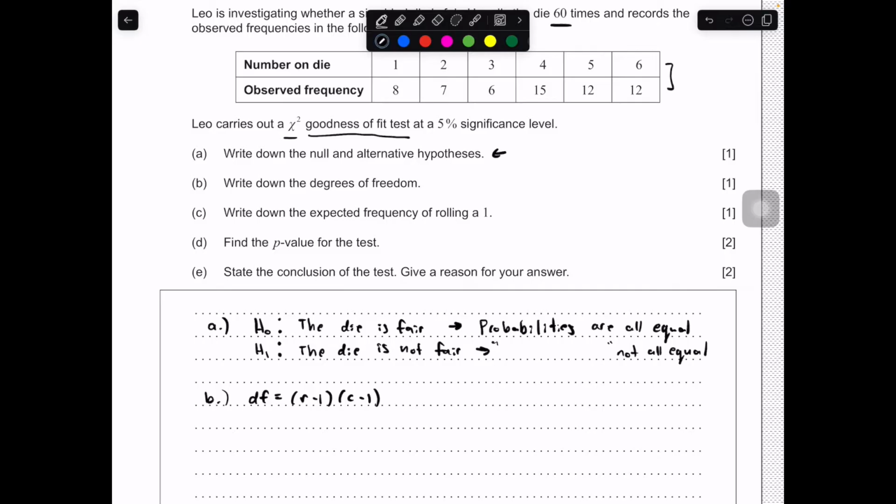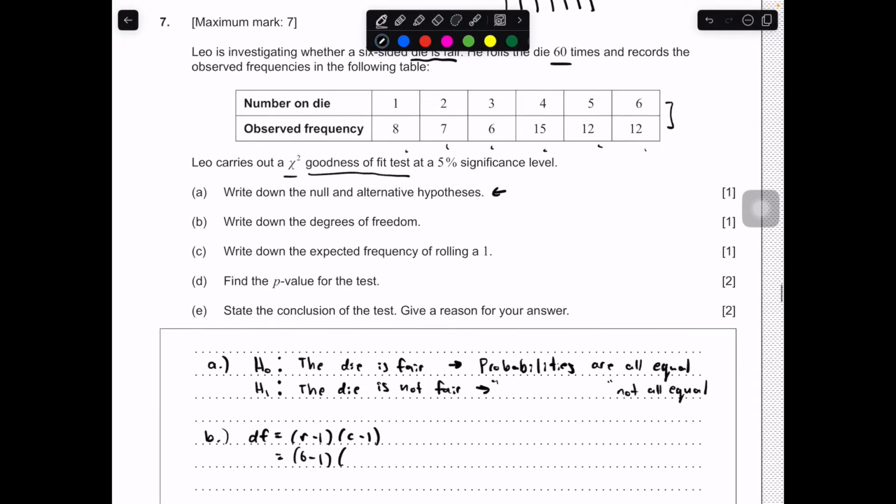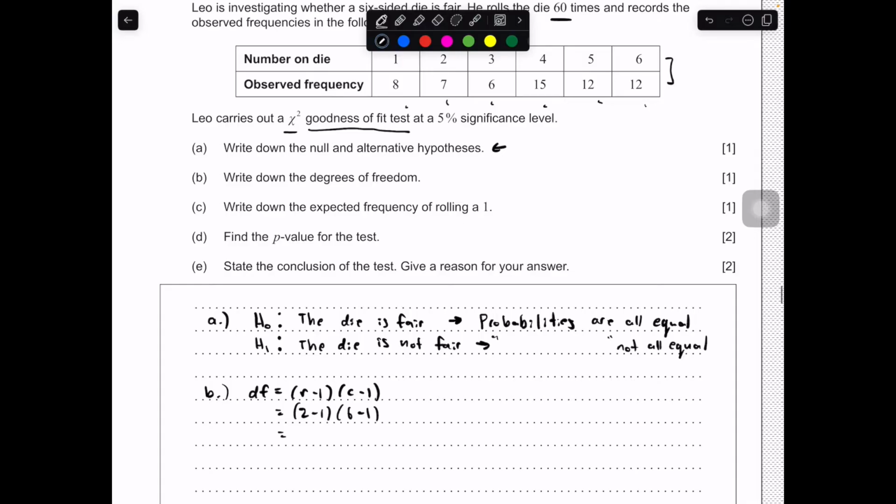So columns, we have 1, 2, 3, 4, 5, 6. Rows, we actually only have 2 rows. So in this case, 2 minus 1, but columns we have 6, so this will be 6 minus 1. 1 times 5 is just going to give us 5 in this case. 2 minus 1 times 6 minus 1.